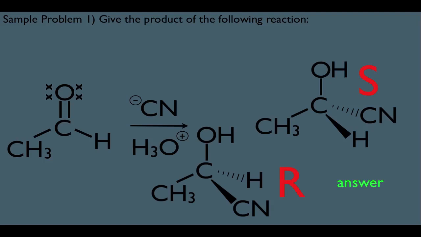Is it possible that we would get one product more than the other? Well, not really in this case, because both sides of the original carbonyl, that is, both front and back, are equally accessible. So you actually end up getting an equal chance of both S and R, which means that you can also say that the product of this reaction is a racemic mixture. But remember, we're only going through all this if the original problem on your exam wants you to express stereochemistry.